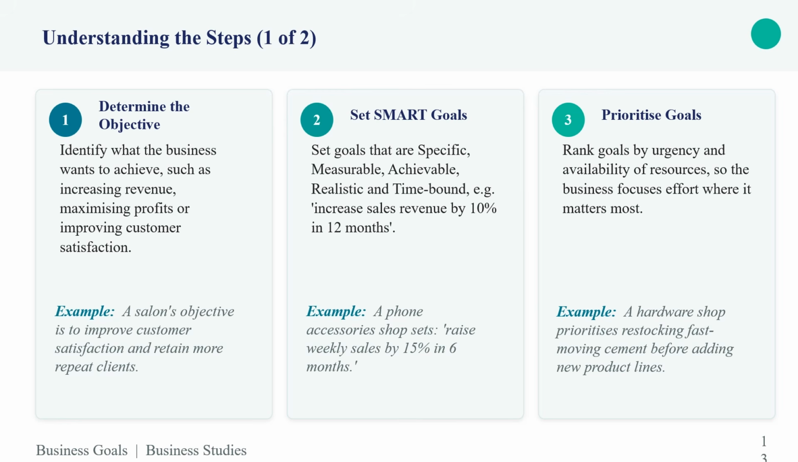Prioritize goals. Rank goals by urgency: which goals need to be done right now, which goals can be done in the future, and the availability of resources. Some goals require limited resources while others need plenty of resources. So the business focuses effort where it matters most. A good example is a hardware shop that prioritizes restocking fast-moving cement before adding new products.